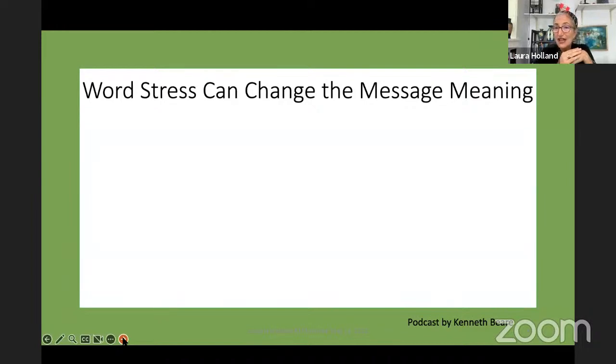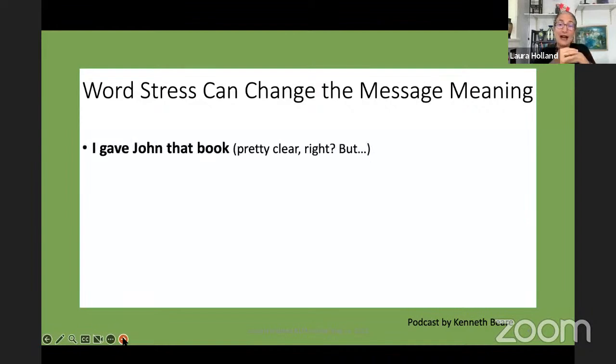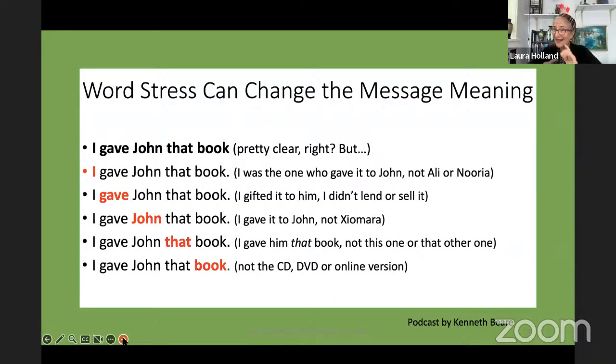Word stress can change the message meaning. Okay, so for example, I gave John that book. Pretty clear, right? But what happens when we change the stress? We put the stress on different words of the sentence. So at home right now, just practice this yourself too. So I gave John that book, just the first one. But I gave John that book. Okay, try it at home.